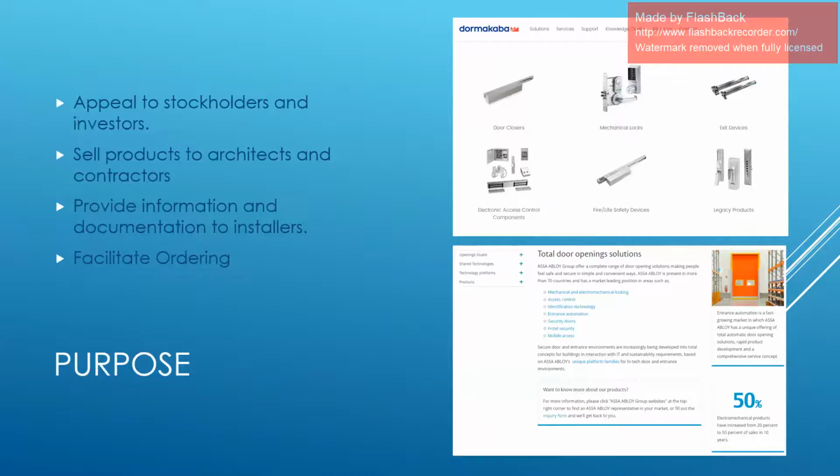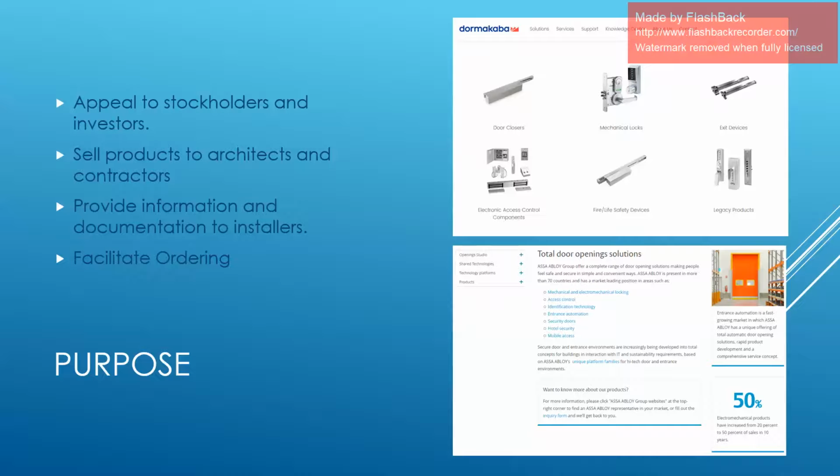The purpose of their websites, like I said, is not only to sell the products and show what they have, but also to appeal to those stockholders and investors, as well as to facilitate ordering. Both of these companies do this fairly well. However, Asa Abloy has all of those companies underneath its umbrella that retain most of their autonomy and each have their own website. So finding a product on Asa Abloy's website may be a little more difficult because you have to navigate to each of these individual companies' websites. However, finding investor information is much more difficult on Dormakaba's website, while that sort of thing is put on Asa Abloy's homepage.